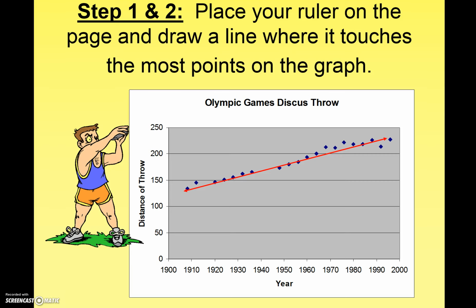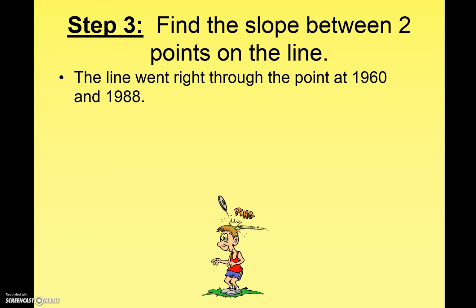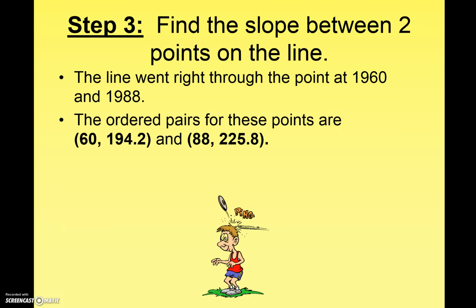Now I'm going to identify 2 points and create the equation of the line. So we're going to find the slope between the 2 points on that line. Well, I'm going to identify 2 points. If I look back, I can see it goes right through 1960 and 1988. And so I have 2 ordered pairs. I have 60 and 194.2, and then 88 with 225.8.